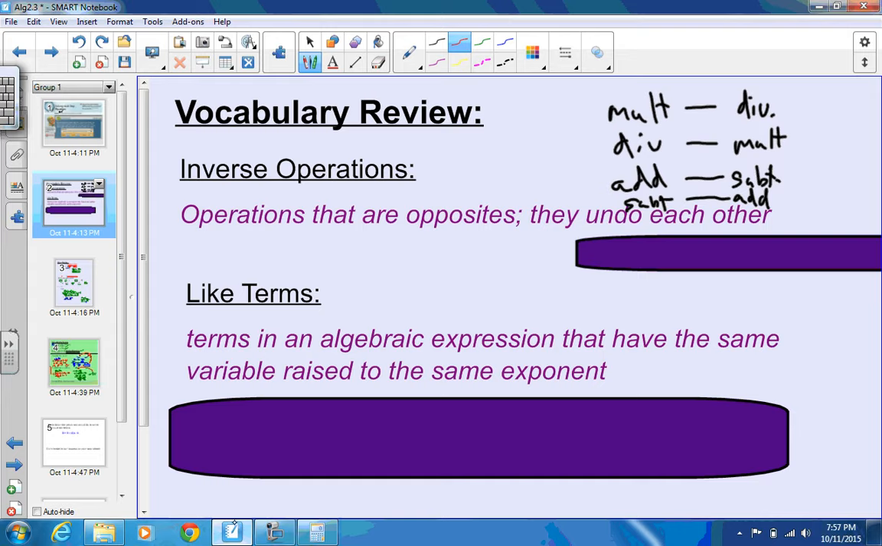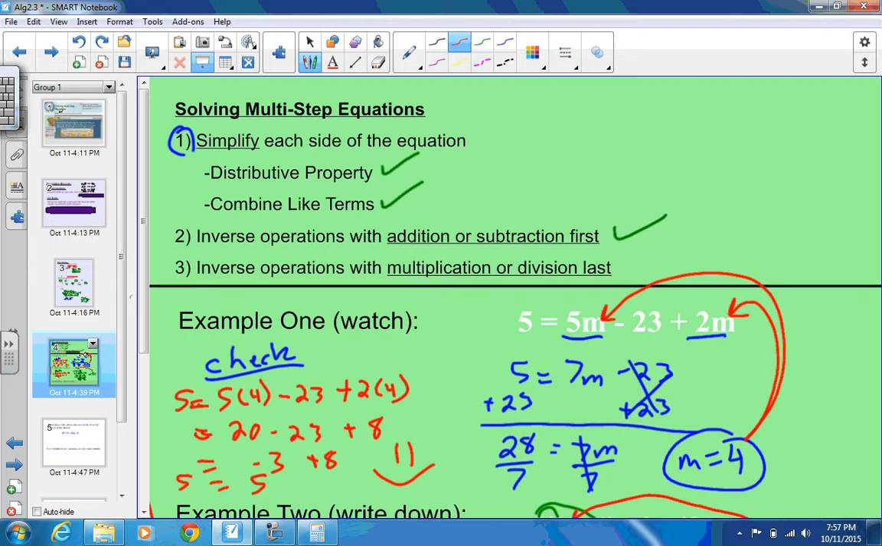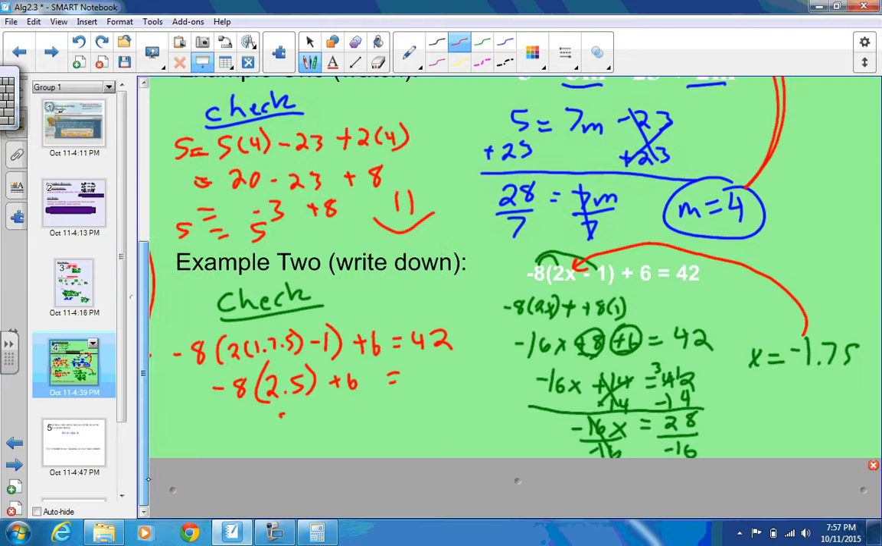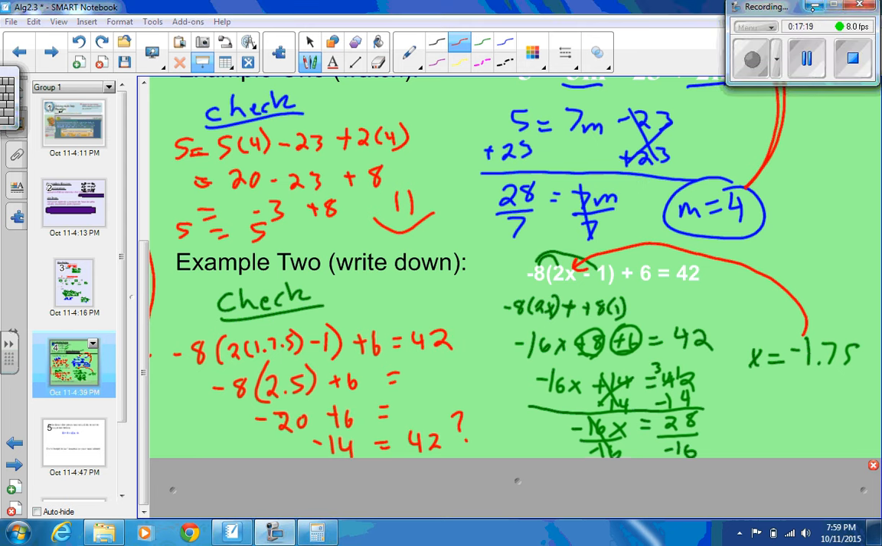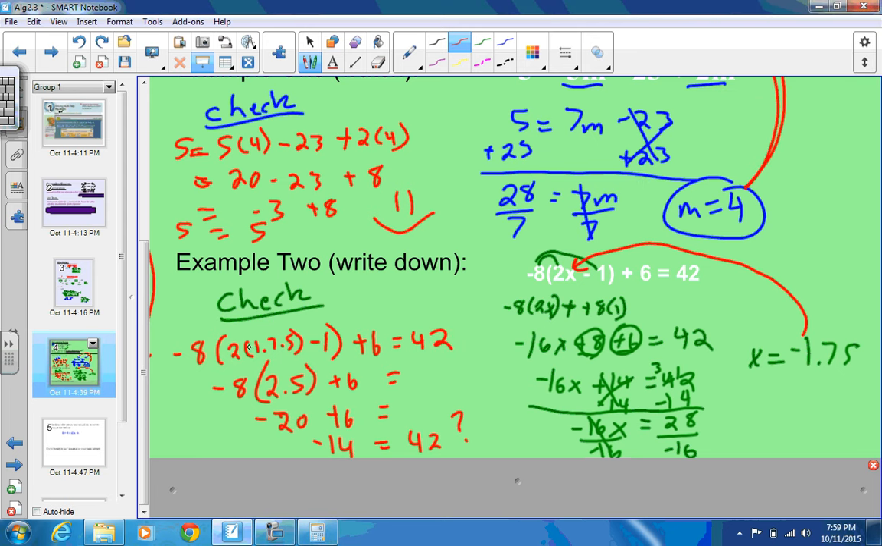Whoa. Now that should be negative 14 equals positive 42. So that means, what did we do wrong? Let me just check this for a second. I know what I did. This is supposed to be a negative 1.75. So this would be negative 3.5 minus 1, which is negative 4.5.